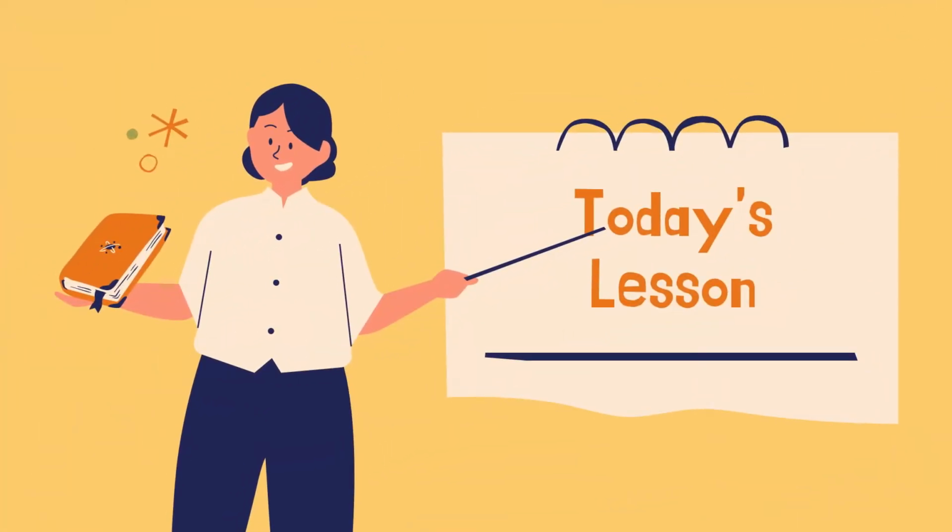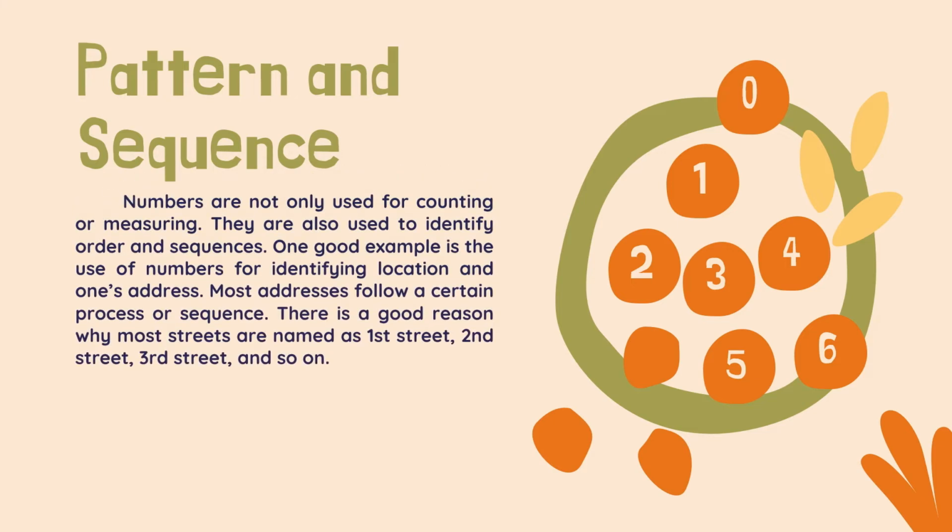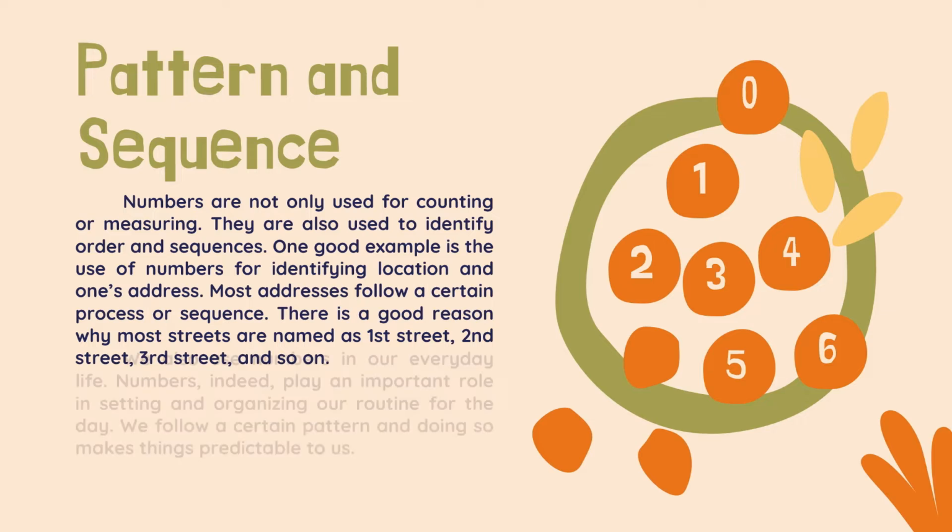Now, let us start today's lesson. Pattern and sequence. Numbers are not only used for counting or measuring. They are also used to identify order and sequences. One good example is the use of numbers for identifying location and one's address. Most addresses follow a certain process or sequence. There is a good reason why most streets are named as First Street, Second Street, Third Street, and so on.